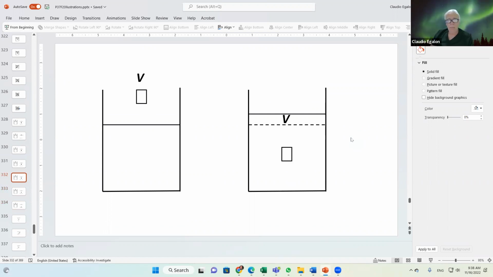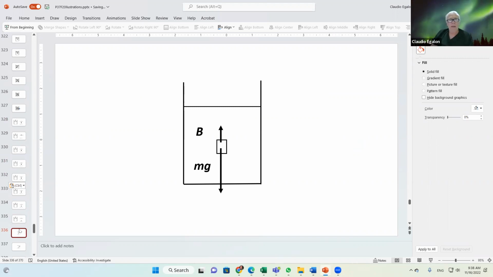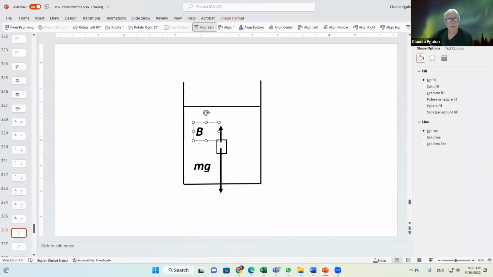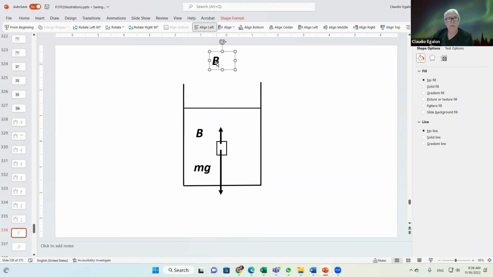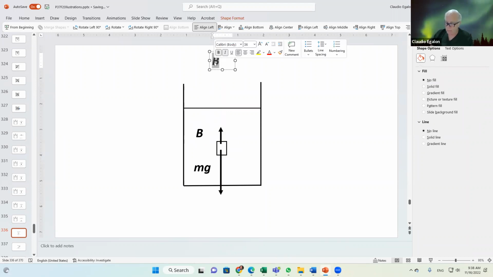The question is, what are the mathematical conditions for those three situations? Okay, so here you go. Here's the case of the object that sinks. Sinking object. For the case of a sinking object, the weight must be greater than the buoyant force.